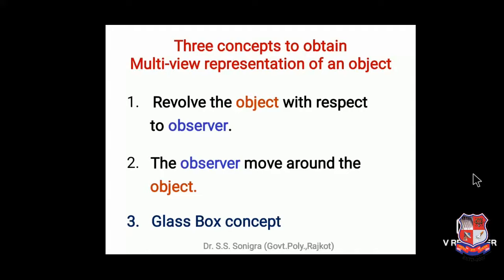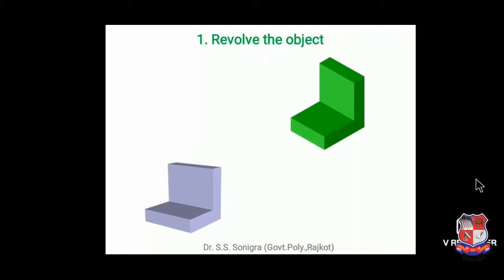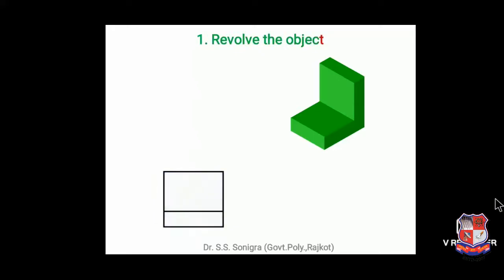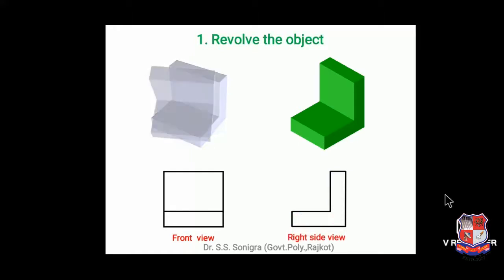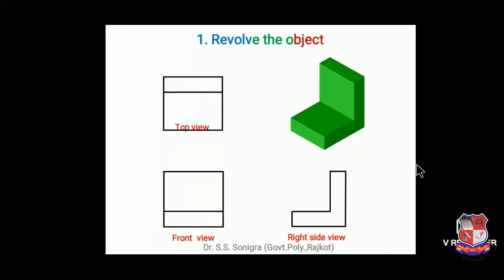First is revolve the object with respect to observer. Second is observer moves around the object, and third is glass box theory. Now what is first? Revolve the object with respect to observer means we have to tilt the object. This is the concept. Suppose this is an object, revolve like this. So this becomes front view. Revolve in side view. So we have revolved this object to the side, so this becomes side view, and this is top view. We have revolved this object to draw its top view.